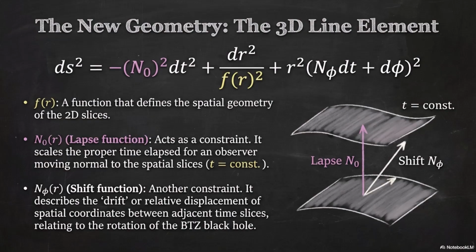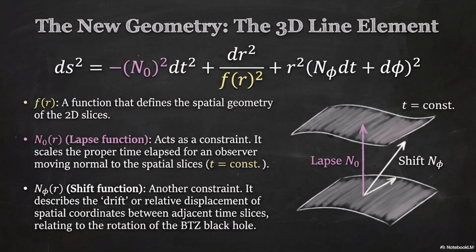Let's break those down. What do the lapse and shift functions physically mean? Good question. So n⁰, the lapse function, is basically a time constraint. It tells you how fast proper time is flowing for an observer compared to the coordinate time, t. It's a measure of gravitational time dilation. And the shift function, nᵠ, describes how space itself is dragged along by the rotation of the black hole. It's the frame dragging effect. It couples the time and angular coordinates.